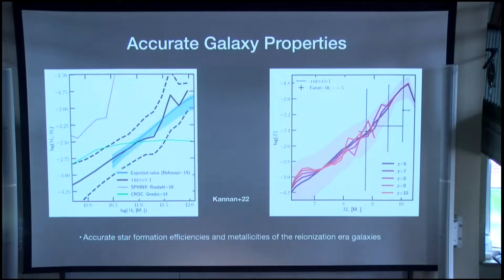And in addition to the large-scale reionization history, we also get the galaxy properties right. On the left is the stellar mass-halo mass relation, and the blue is the expected value from abundance matching relations, and the black is the Thesan simulations, whereas other simulations which try to do this are either forming too many stars or too few stars here. And on the right, I show the gas metallicity-stellar mass relation, and the shaded region and the lines are the simulation, and the black points are the observations. This is just to show you that we get a lot of things right.